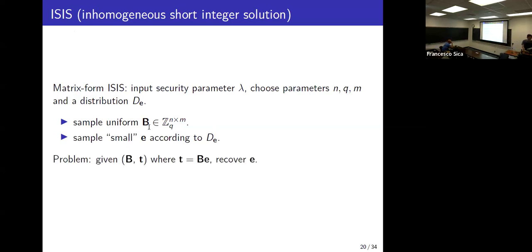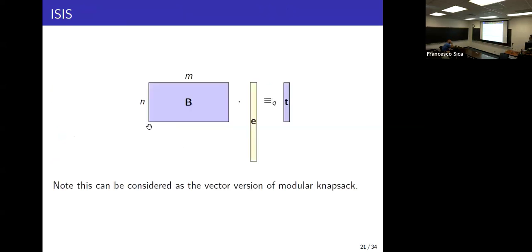In the next step, we are given B and T, where T equals BE. The idea is simply to recover E. So it's like a syndrome decoding problem from code-based crypto, where we are given B, we are given T. The idea is to recover this solution E.